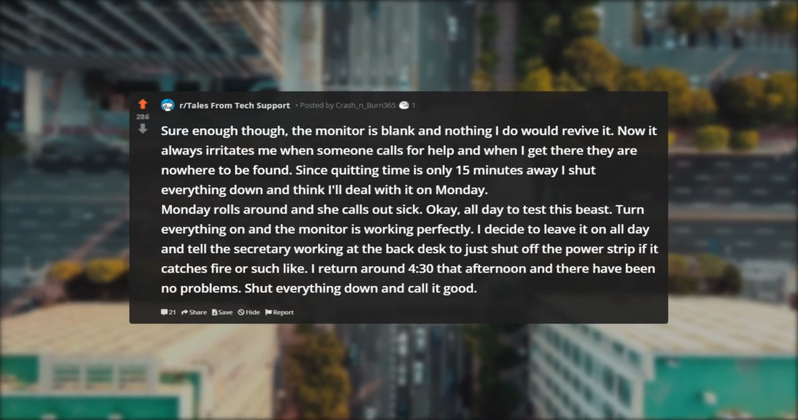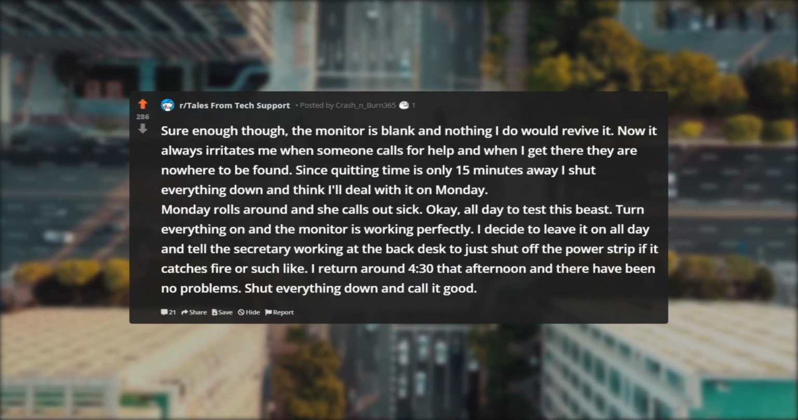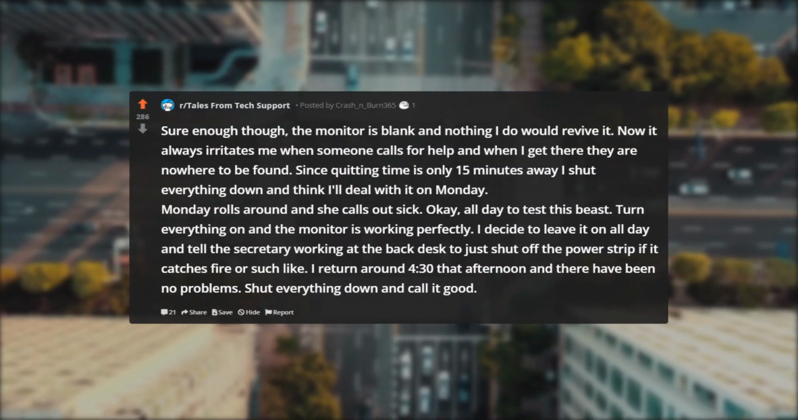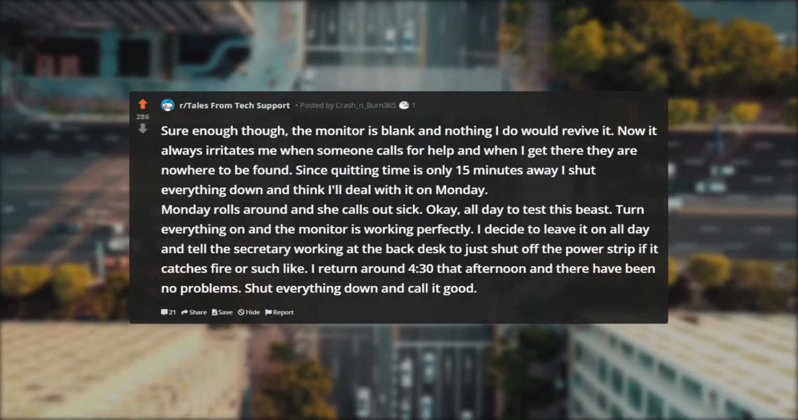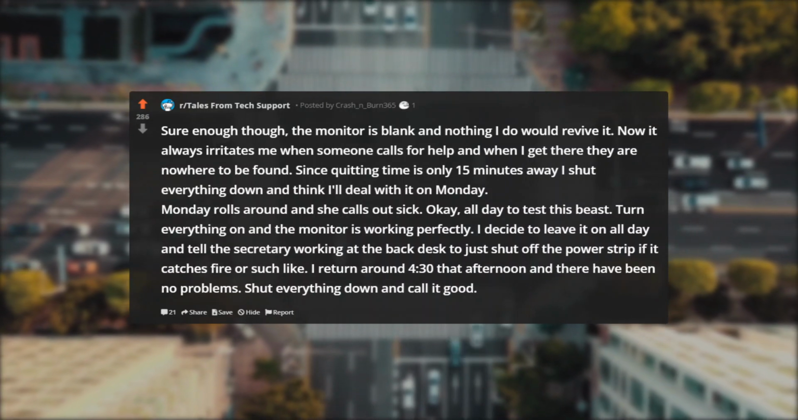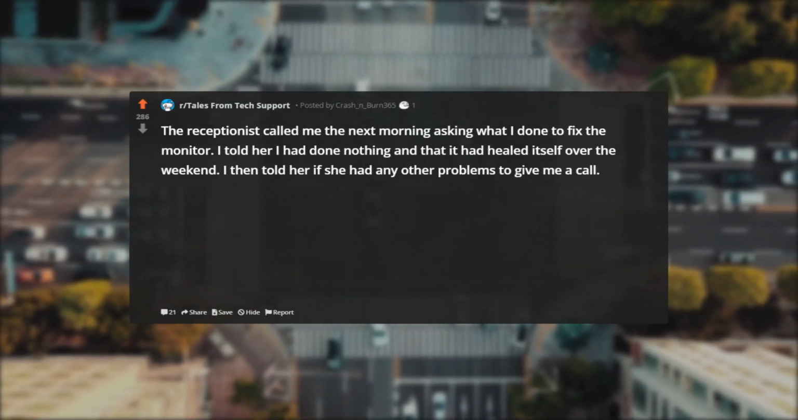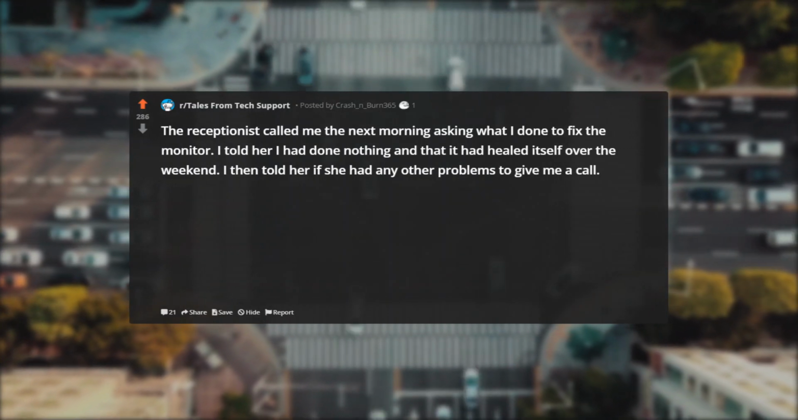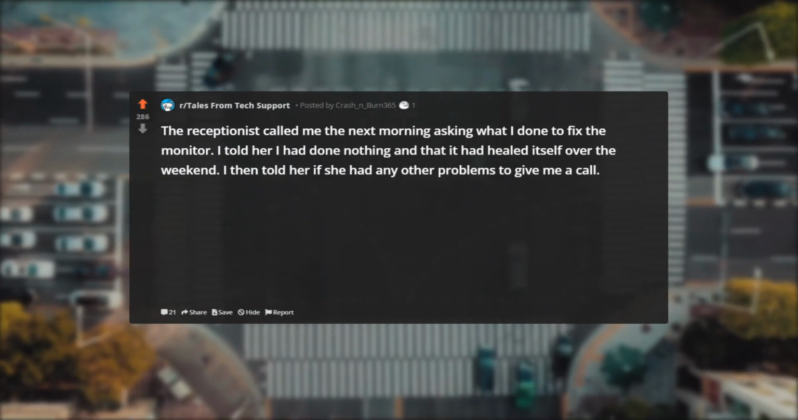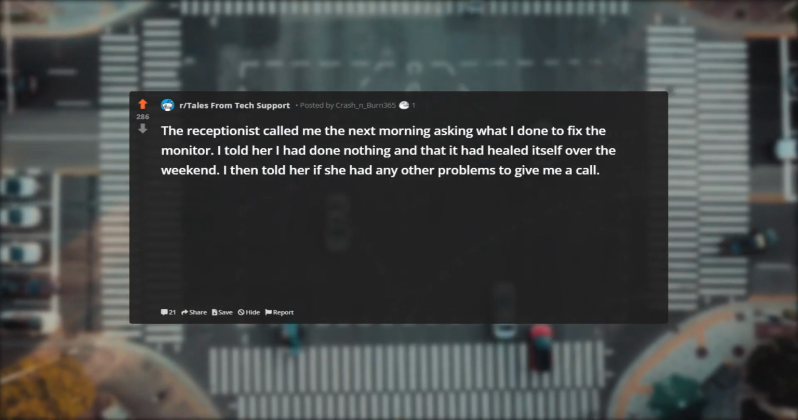I decide to leave it on all day and tell the secretary working at the back desk to just shut off the power strip if it catches fire or such like. I return around 4:30 that afternoon and there have been no problems. Shut everything down and call it good. The receptionist called me the next morning asking what I'd done to fix the monitor. I told her I had done nothing, and that it had healed itself over the weekend. I then told her if she had any other problems to give me a call.